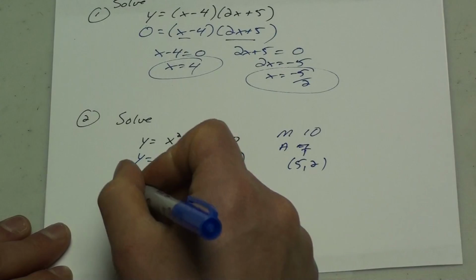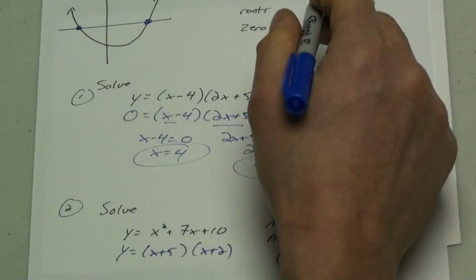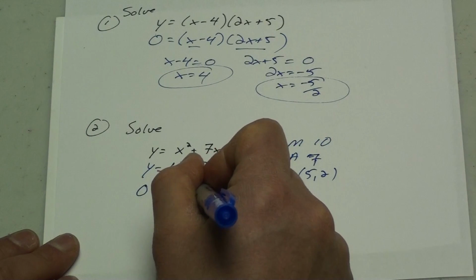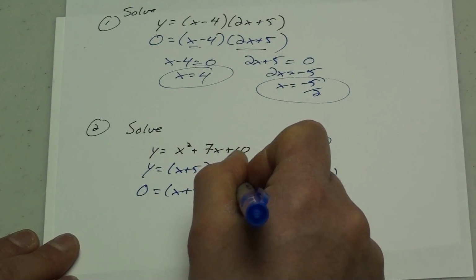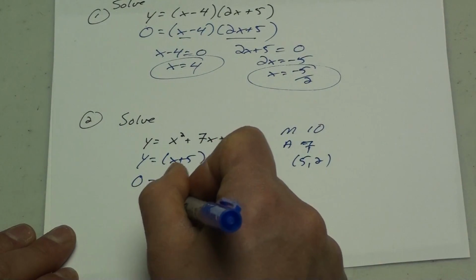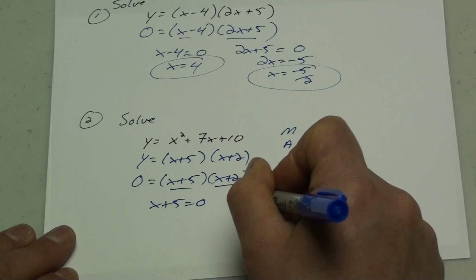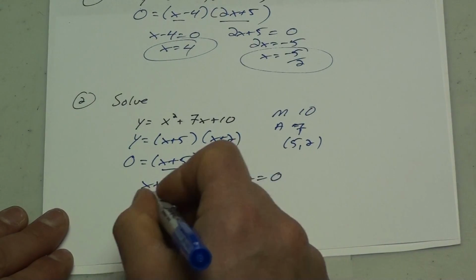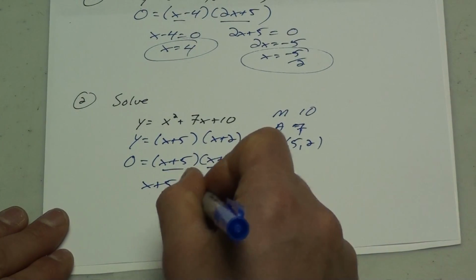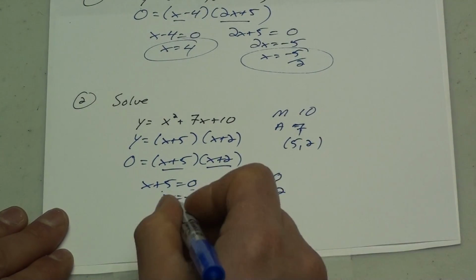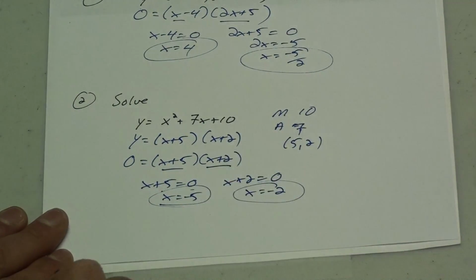Now I said I want to make my y value equal to 0 because that is what I'm trying to find, the x-intercepts. 0 equals x plus 5 and x plus 2. Take each one of my factors now and make them separately equal to 0. Subtract 5 from both sides for this one to get x by itself. X equals negative 5. Subtract 2 from both sides on this one. X is going to equal negative 2. And there are my two x-intercepts.